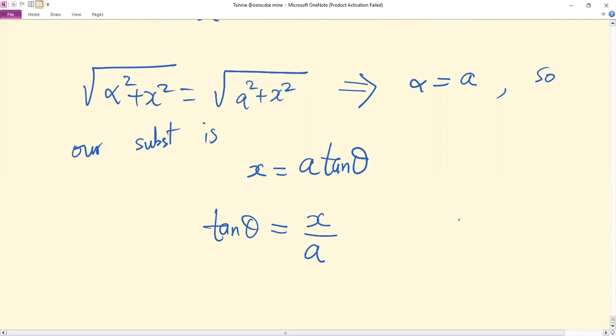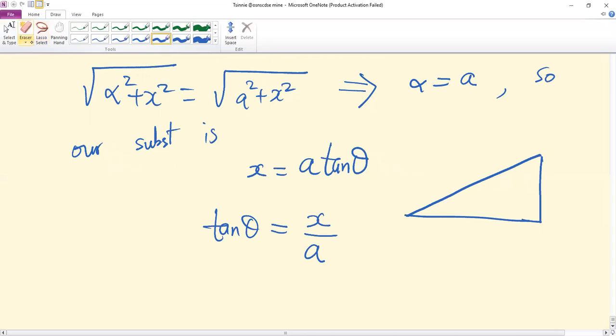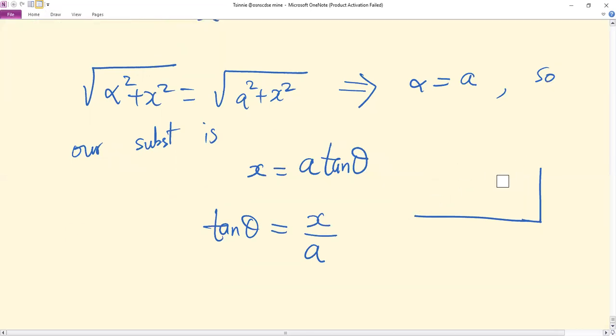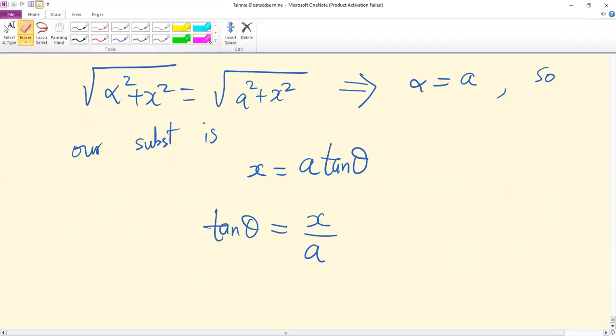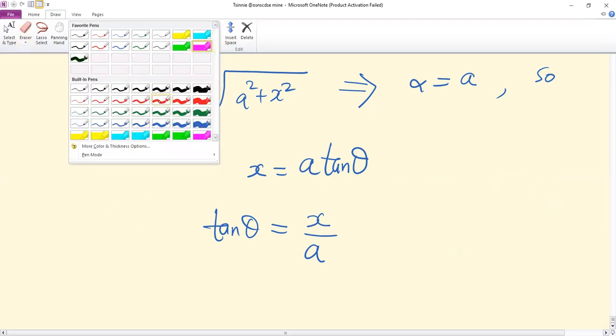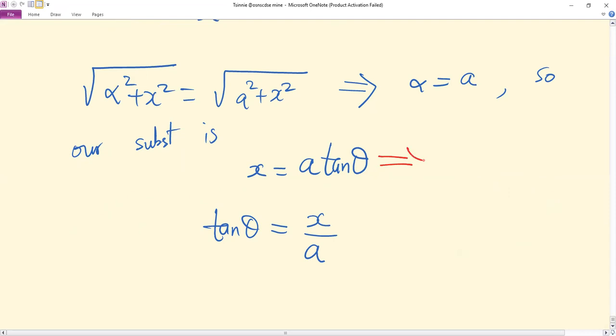Which means you can draw a right angle triangle. But even before drawing the right angle triangle, let's interpret our integral in terms of theta. By saying x is a tan theta, that is the same as saying dx is a sec squared theta d theta.